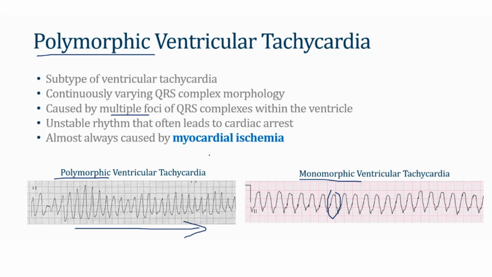And usually polymorphic ventricular tachycardia occurs in patients who have myocardial ischemia. So for example, a patient with a STEMI can have ischemia to the entire anterior wall of the left ventricle. That often leads to polymorphic VT with lots of abnormal foci of electrical activity in the ventricle.